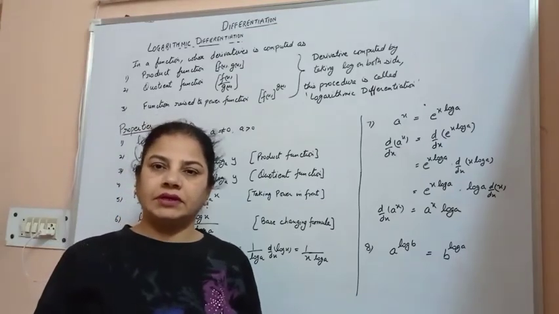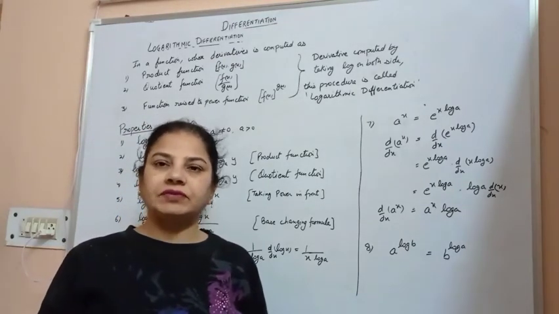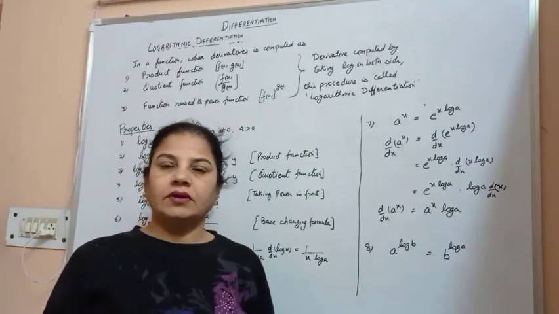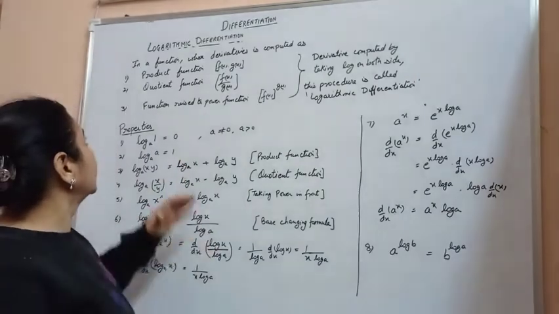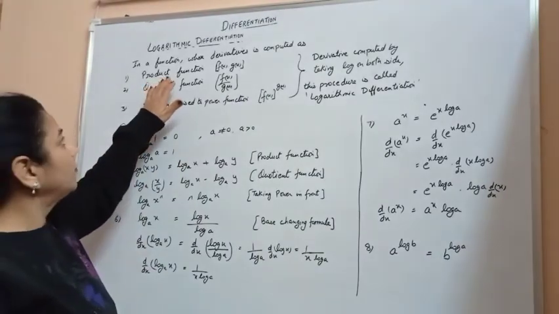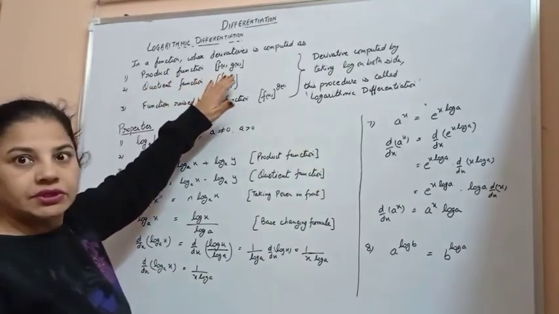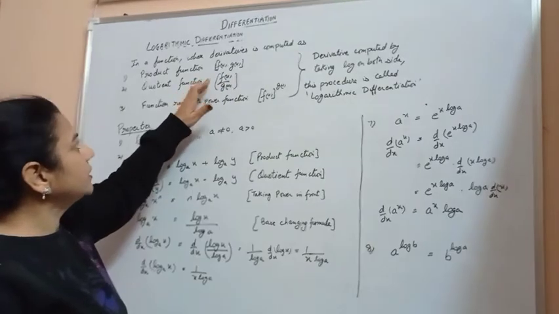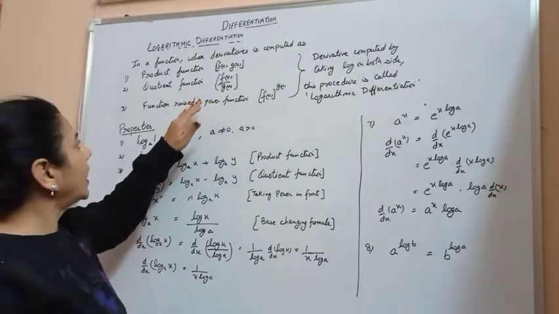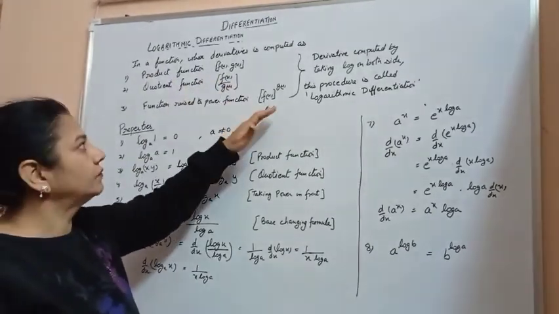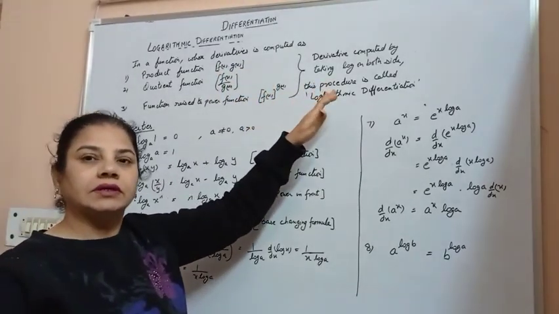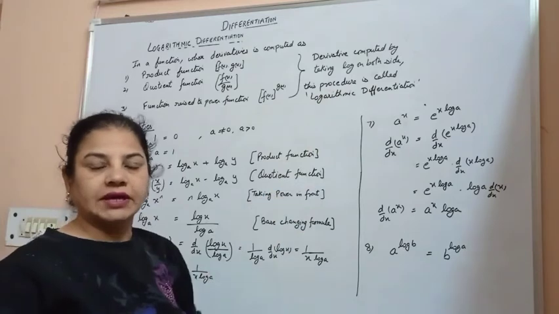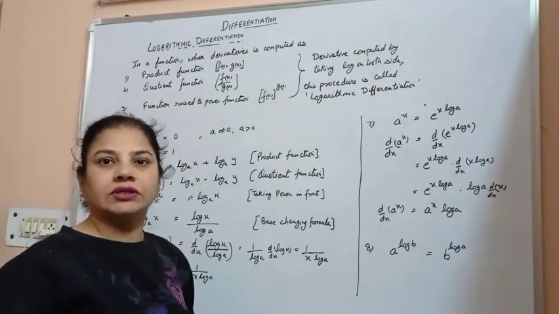Differentiation, Chapter 11, Logarithm Differentiation. To find the differentiation of the logarithm function, if the function is given in the form of a product function f(x) into g(x), a quotient function f(x) upon g(x), or a function raised to the power of a function, then the derivative of such a function can be calculated by taking log on both sides, and this process is called logarithm differentiation.